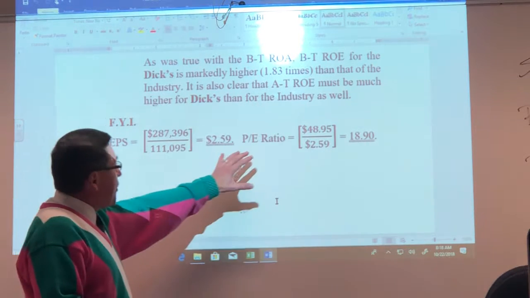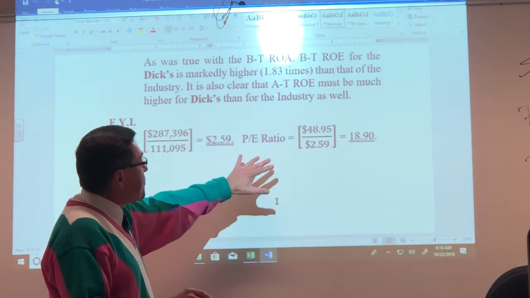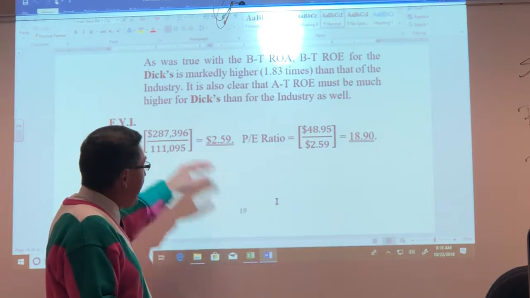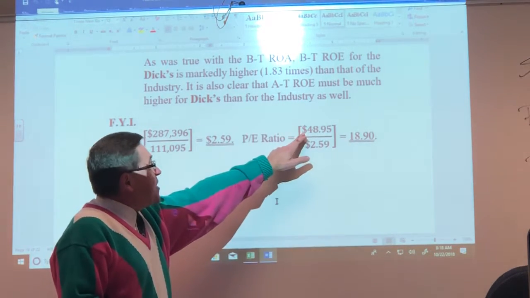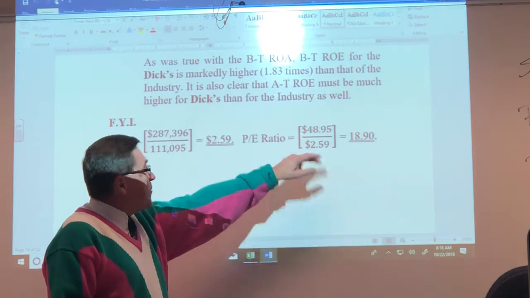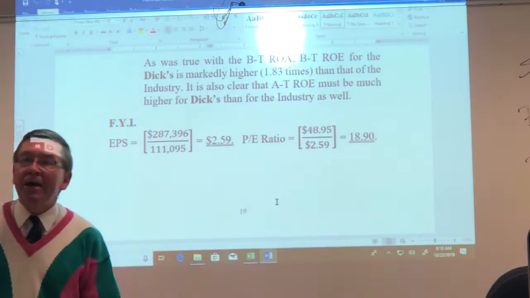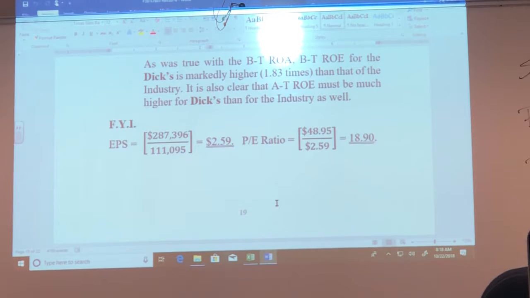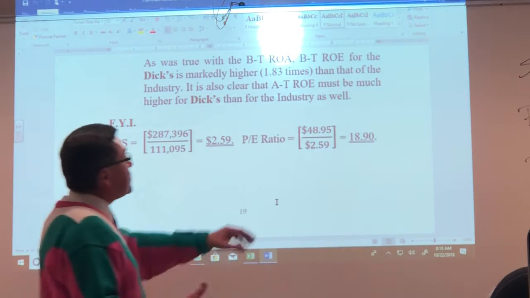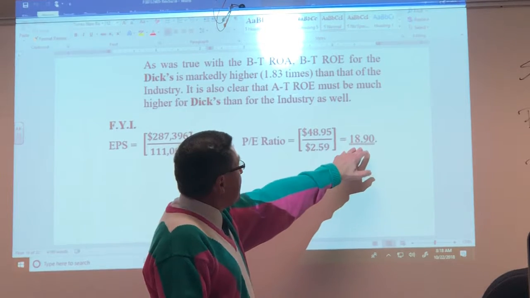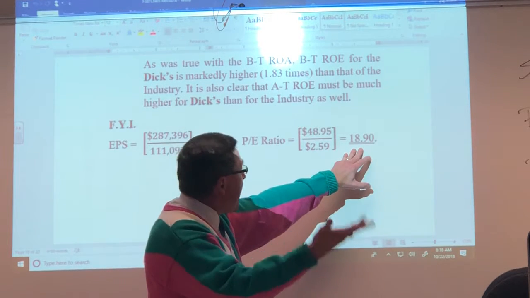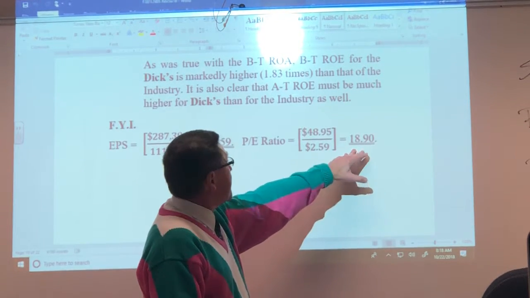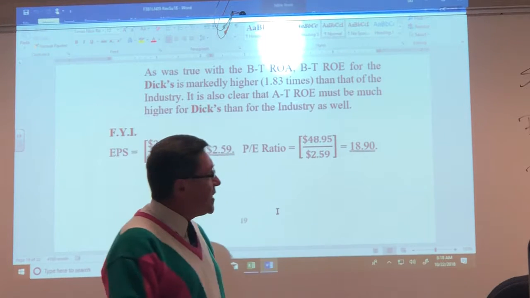This other ratio, the PE ratio, isn't in the spreadsheet, but again, it's FYI. It's equal to the share price divided by earnings per share, and what it's meant to indicate is basically how expensive the stock is. So in the case of Dick's, you're actually paying $18.90 for each dollar of earnings based on this calculation.